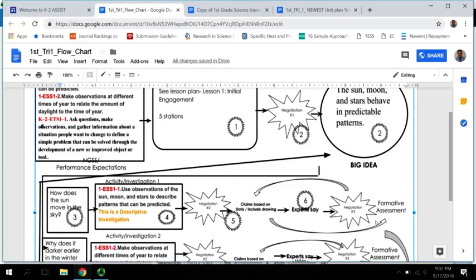But definitely, especially this being the first investigation, this is a great lesson where you can not only teach some content about the sun setting and how it moves and its position changes, but also the process of a scientific argument.